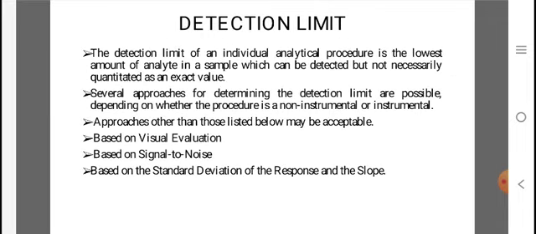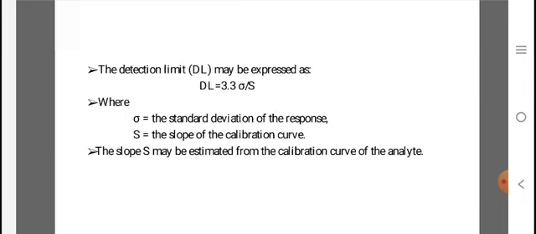Detection limit. The detection limit of an individual analytical procedure is the lowest amount of analyte in a sample which can be detected but not necessarily quantitated as an exact value. Several approaches for determining the detection limit are possible, depending on whether the procedure is non-instrumental or instrumental. Approaches other than those listed below may be acceptable: based on visual evaluation, based on signal to noise, based on the standard deviation of the response and the slope.